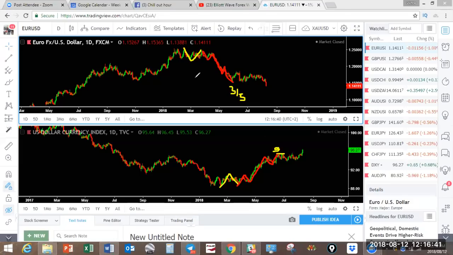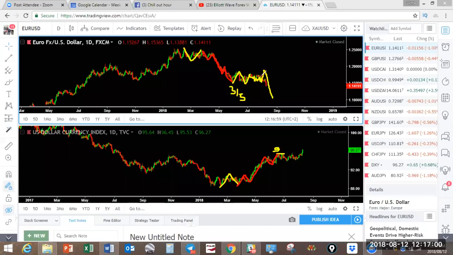So what we're looking at here was either that this is going to give us a three-wave structure like that. Maybe you get a correction here. This is what I was anticipating. I was anticipating one push higher before it comes down. All right, so it did not give us that one push higher that we were looking at.